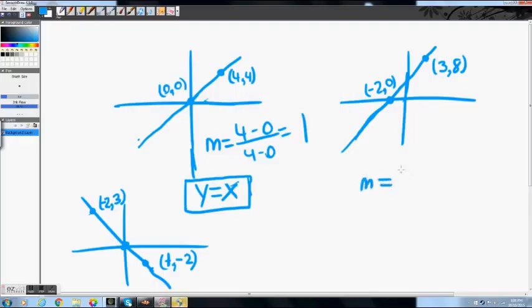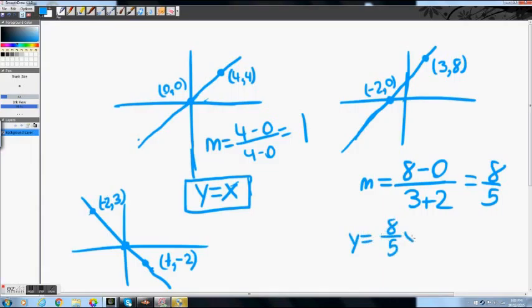So for this one, we're going to do the same thing. Follow our same procedure. 8 minus 0 divided by 3 plus 2. Get 8/5. So we'll write that as y equals 8/5 x plus b. We can use any point on this line, because this equation must satisfy every point on the line.